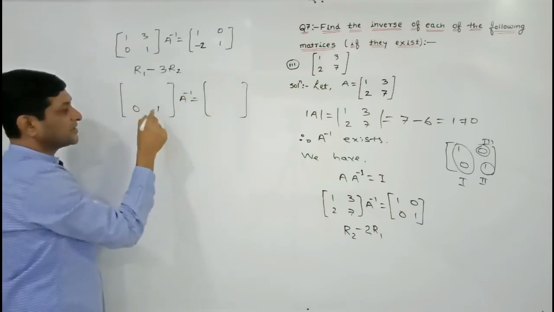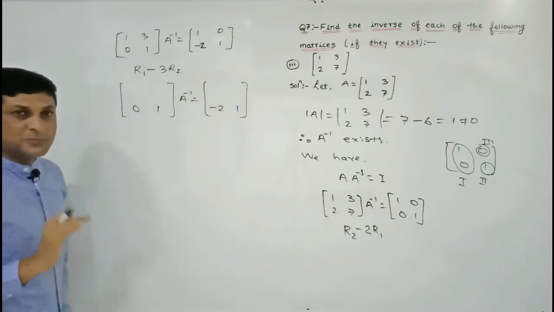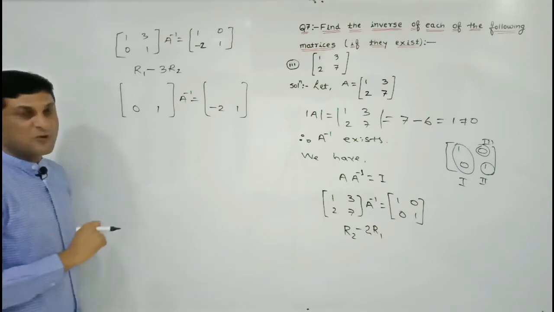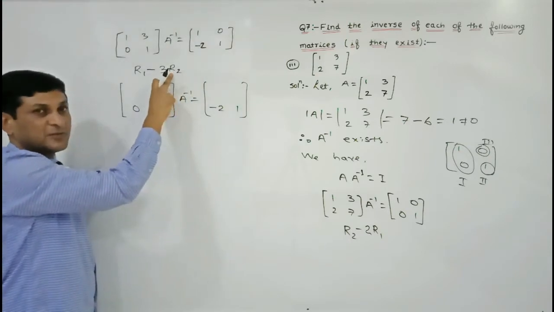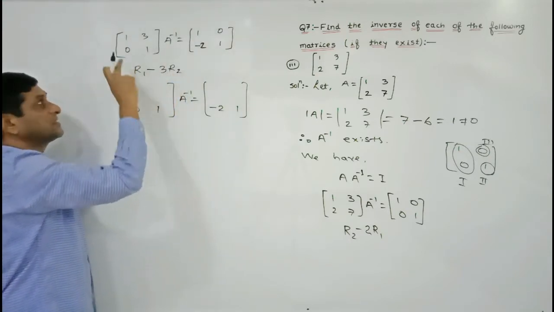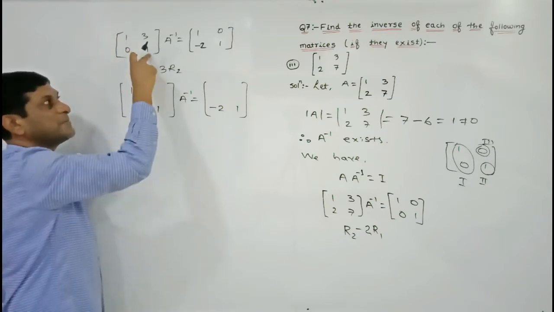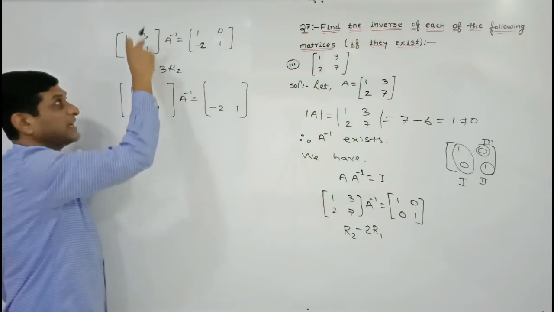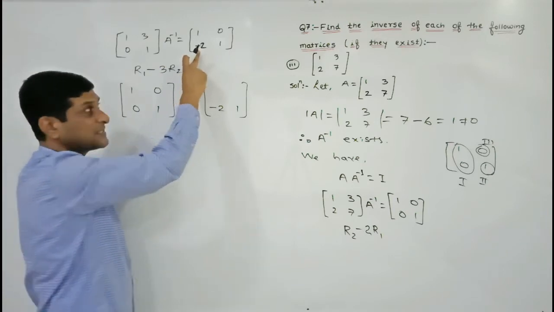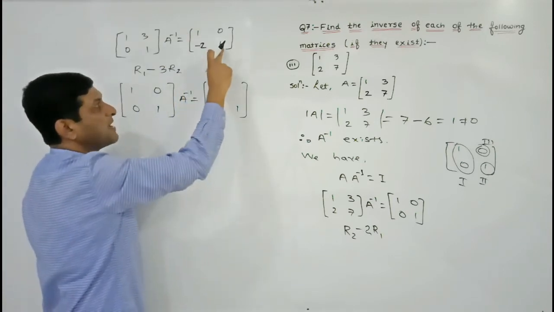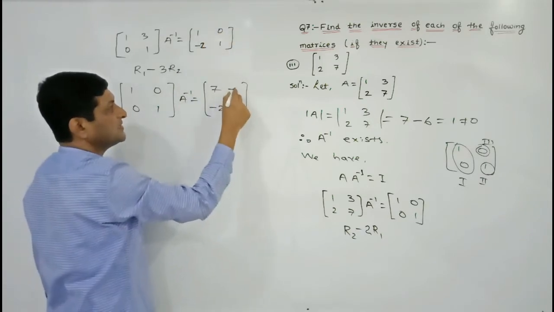Operation is on R1, so keep the elements of R2 as they are. Observe the operation. This operation is on R1, and we are using the corresponding element of R2 and multiplying R2 by -3. Multiply by -3: -3 into 0 is 0, 0 plus 1 is 1. 1 into -3 is -3, -3 plus 3 is 0. -3 into -2 is 6, 6 plus 1 is 7. 1 into -3 is -3, -3 plus 0 is -3.